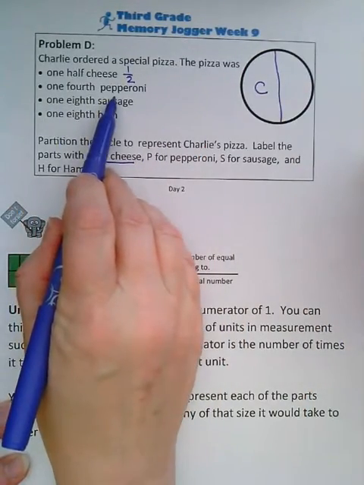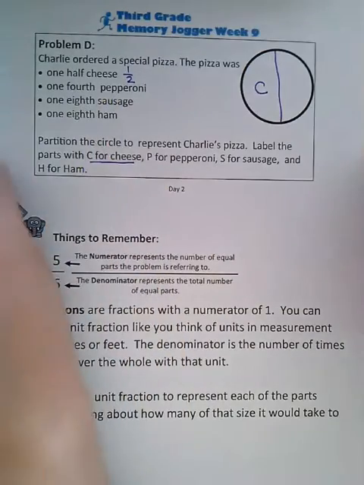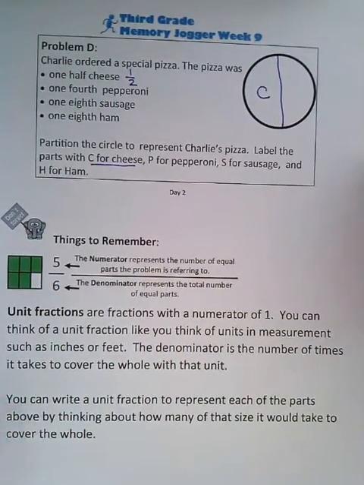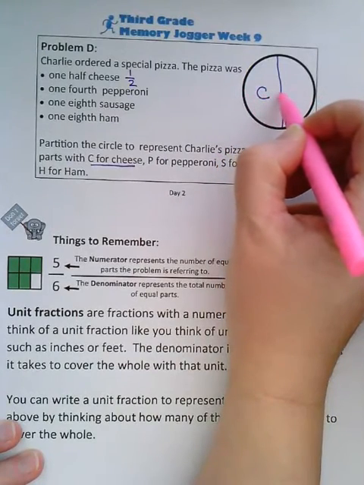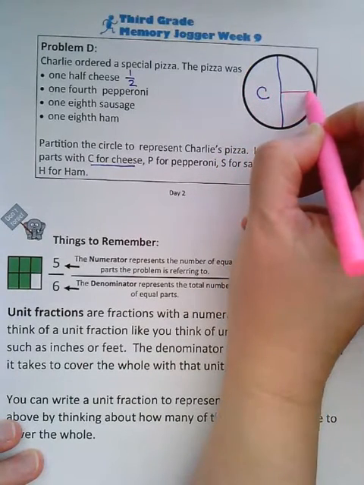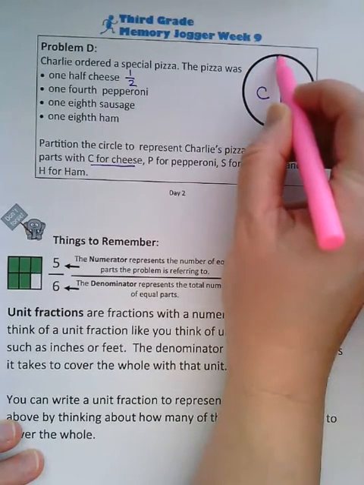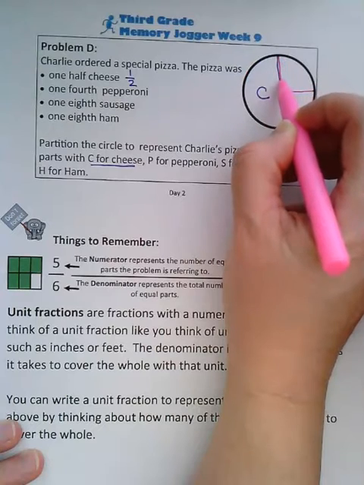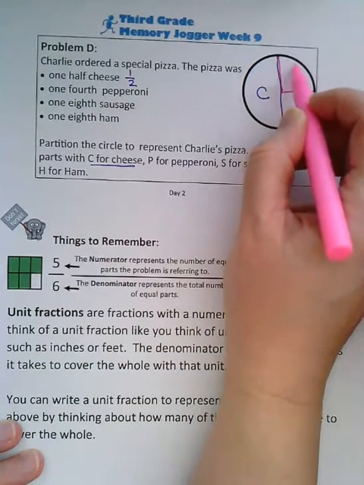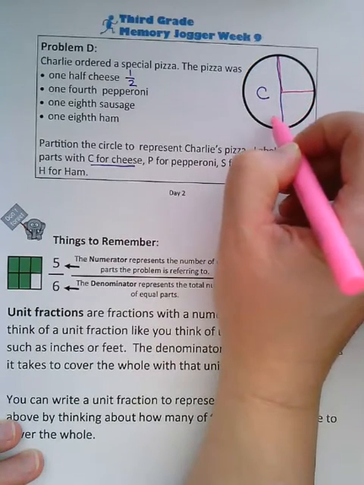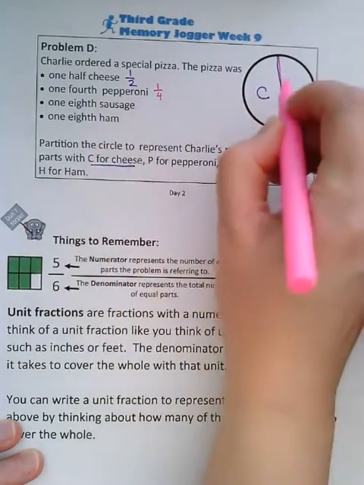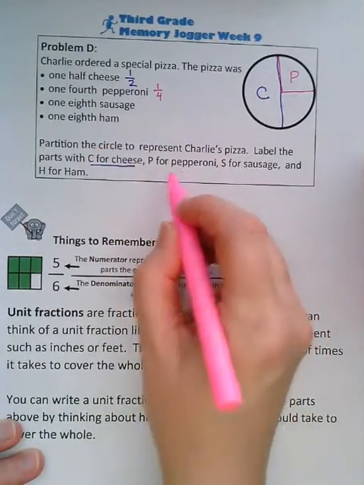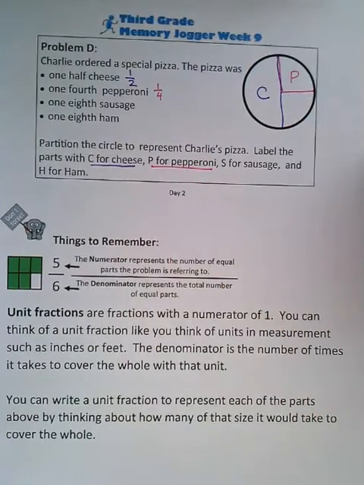1/4 of the pizza was pepperoni. So now I have to think, if I had cut this pizza into 4 equal parts, I would have to cut all the way across, but if I were to cut it into 4 equal parts, so pieces this size, that would be 1, 2, 3, 4. So 1/4 of the pizza is going to be pepperoni. We're supposed to label P for pepperoni.